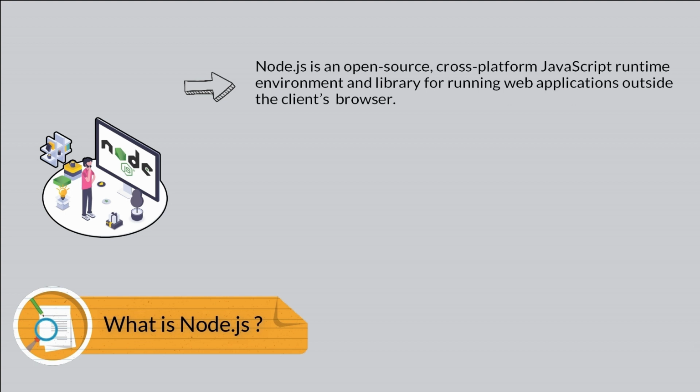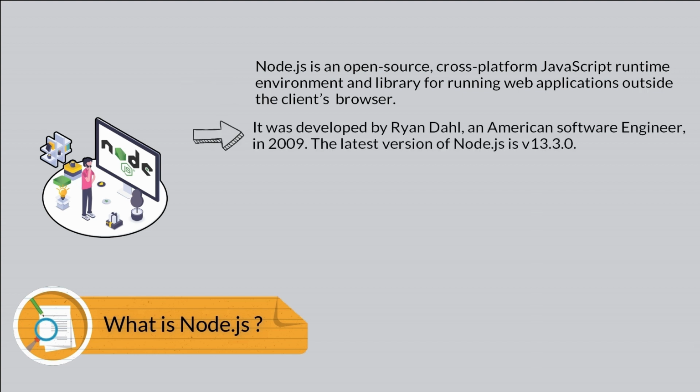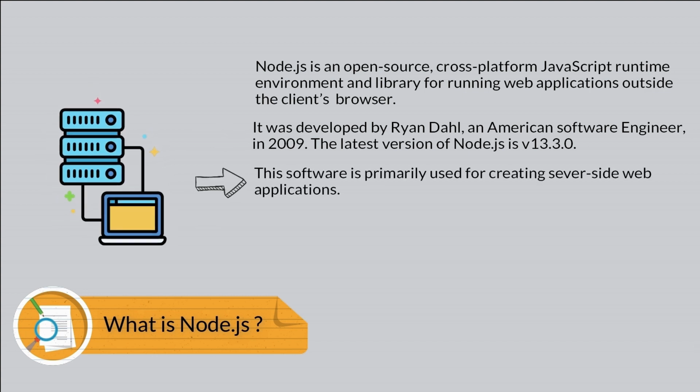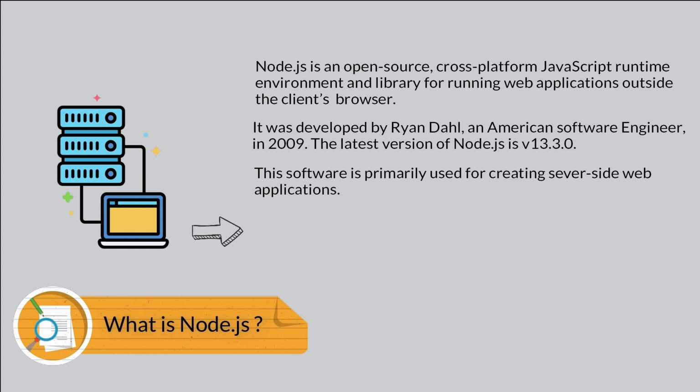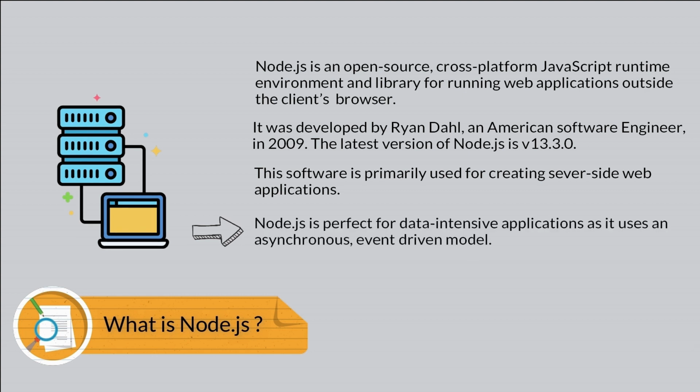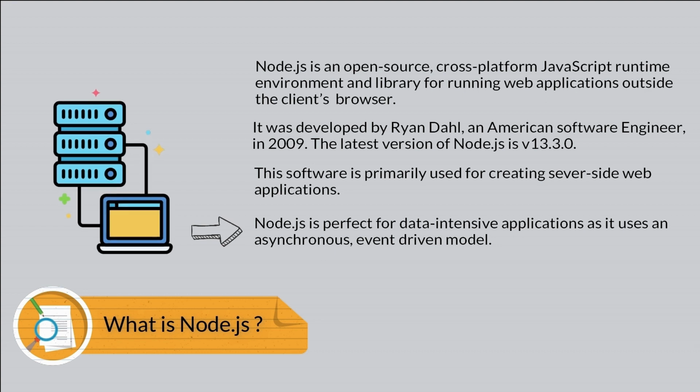Node.js is an open-source, cross-platform JavaScript runtime environment and library for running web applications outside the client's browser. It was developed by Ryan Dahl, an American software engineer in 2009. As it stands, the latest version of Node.js is version 13.3.0. This software is primarily used for creating server-side web applications. Therefore, Node.js is perfect for data-intensive applications as it uses an asynchronous event-driven model.